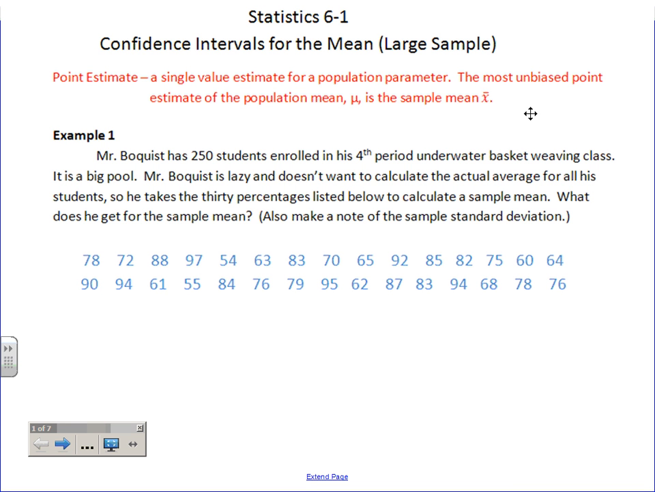I am lazy, and I don't want to calculate the actual average for all of my students, because they just took a test. And so he takes the 30 percentages listed below to calculate a sample mean. That would be the sample average, right? Because it's not all 250 students. And so what do I get for the sample mean? And we're also going to make a note of the sample standard deviation when we get in there. Okay? So do you have your calculators ready?